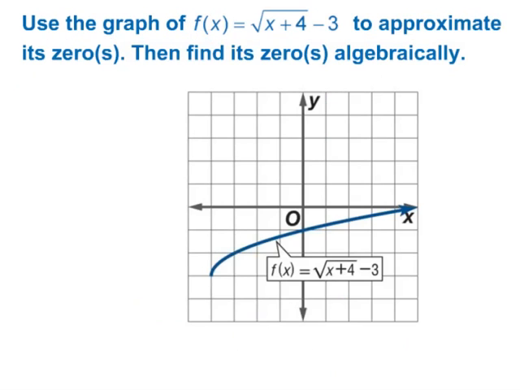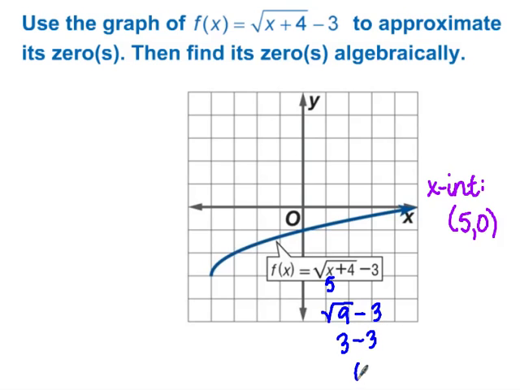All right. Where would the zero be here? At 5. So how am I going to write that? (5, 0). So once again, all I'm going to do is plug in 5. So I end up getting the square root of what? 9 minus 3, which is 3 minus 3, which is 0.